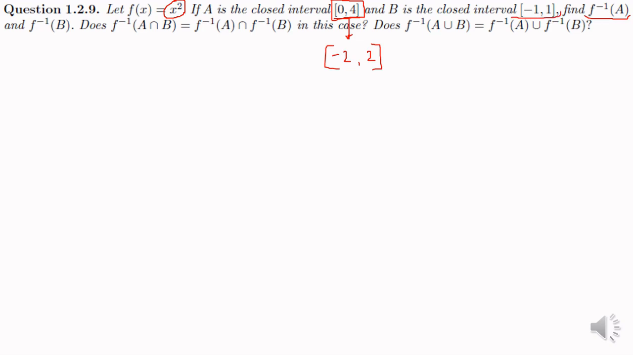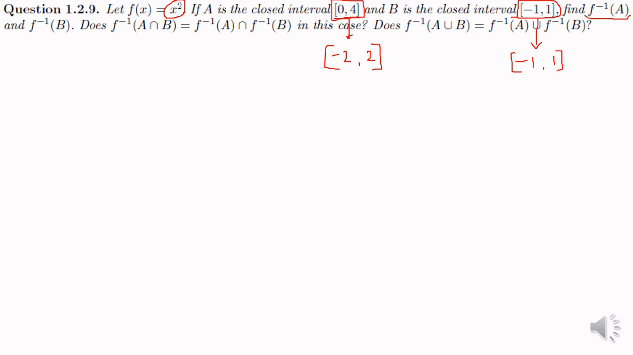Now f⁻¹(B) means the set of all real numbers whose square lies between -1 and 1. We know that the square of any real number is non-negative, so there will not be any elements between -1 and 0. So you have to check all the real numbers whose square lies between 0 and 1, taking the positive part of this interval. The real numbers whose square lies between 0 and 1 are the real numbers between -1 and 1. So the closed interval [-1, 1]. So this will be f⁻¹(B).